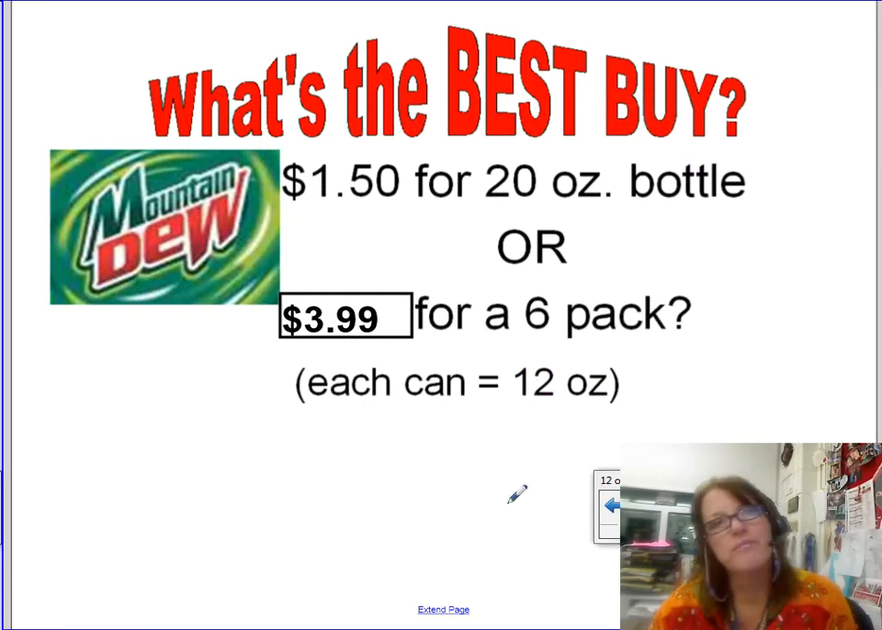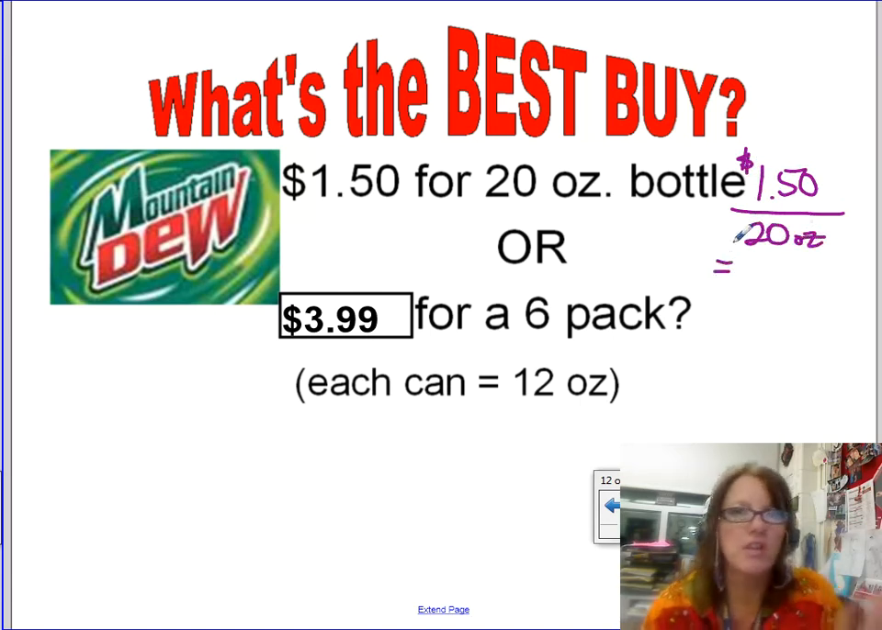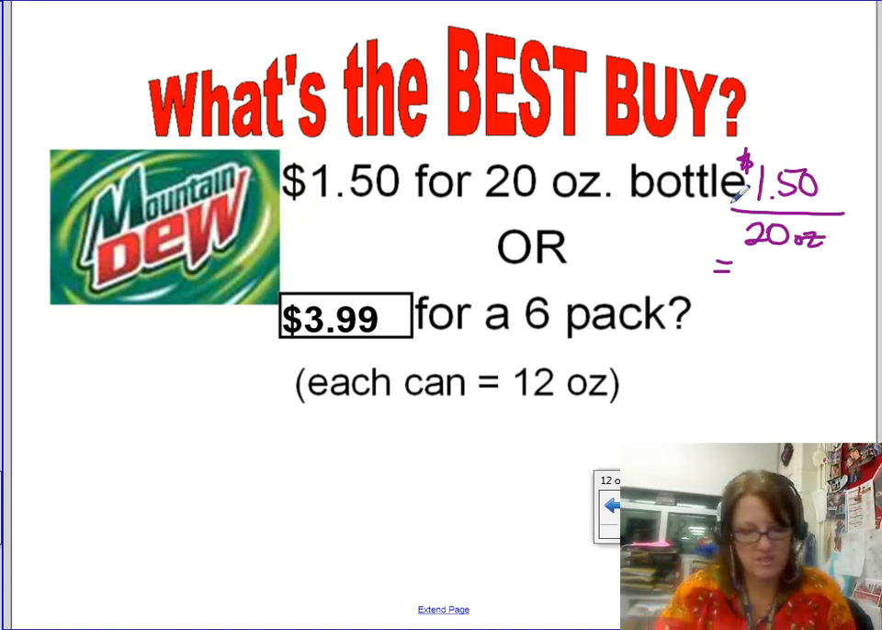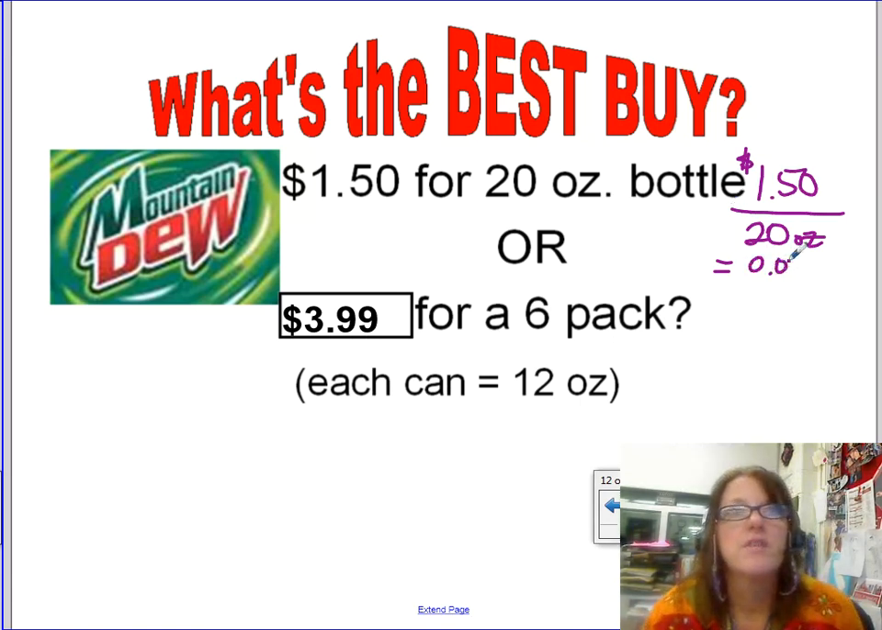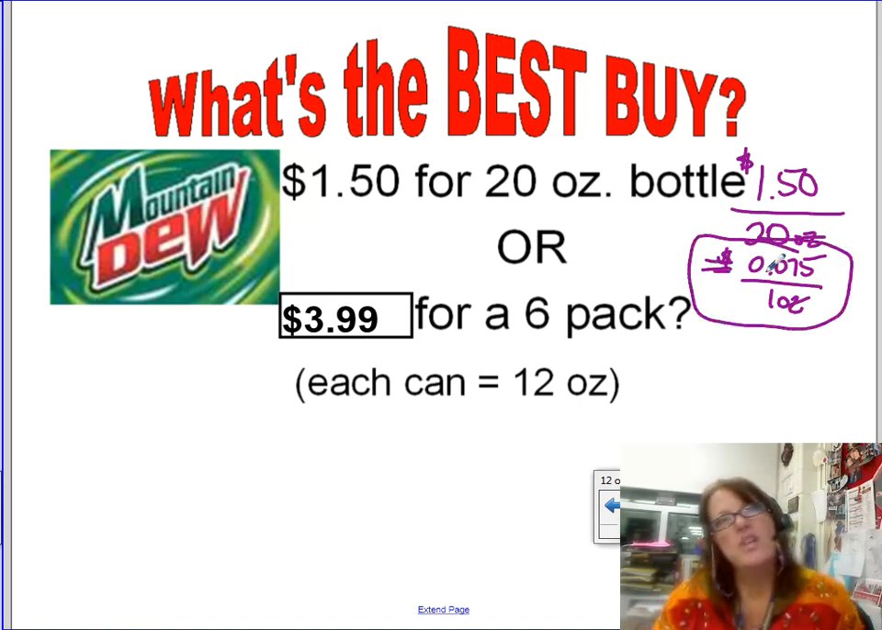Let's talk about Mountain Dew. It costs $1.50 for a 20-ounce bottle. Find out the unit rate of that one. Grab your calculator and crank it out. You do it at the same time I'm going to do it. You get 0.075 per 1 ounce. Now, this is money, so this basically equals about 7.5 cents per ounce.